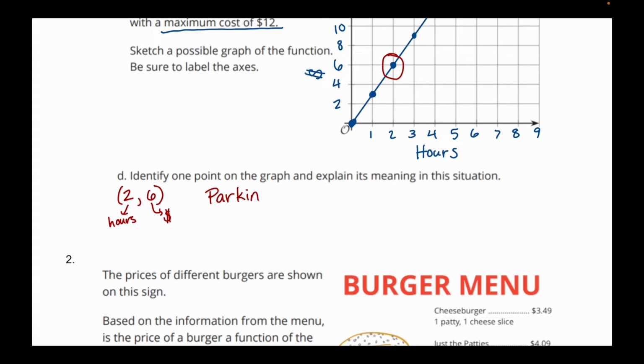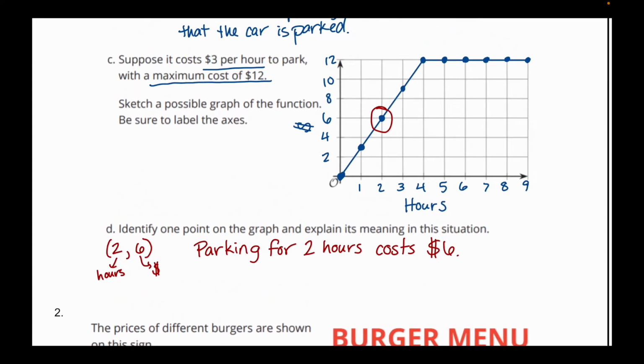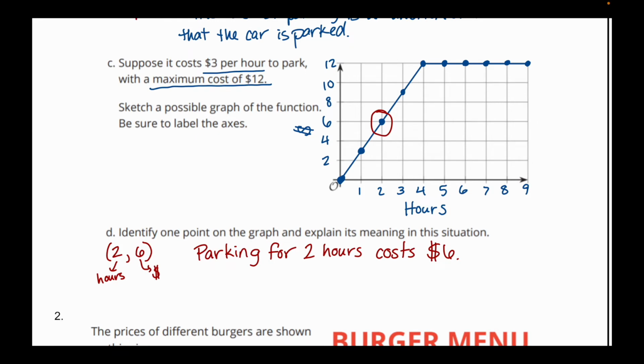parking for 2 hours costs $6. And I could have selected any point on my graph and I would have been able to write a sentence for that same thing.